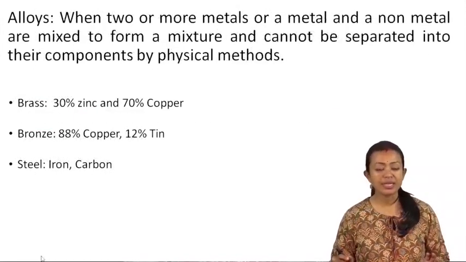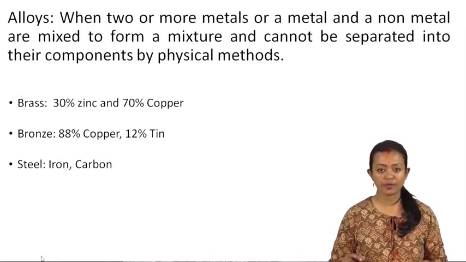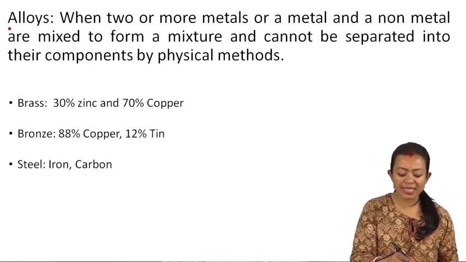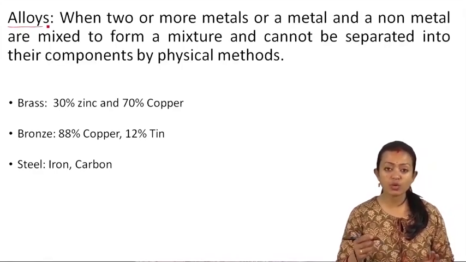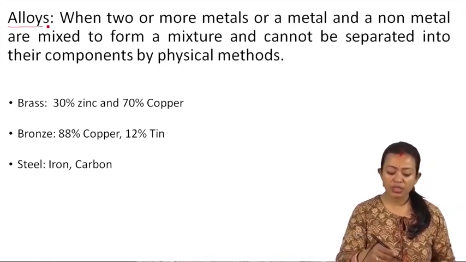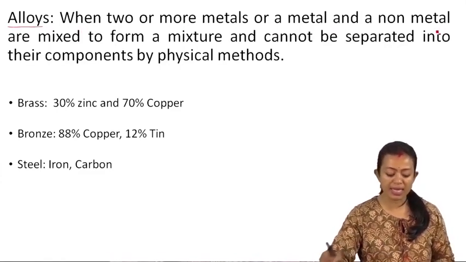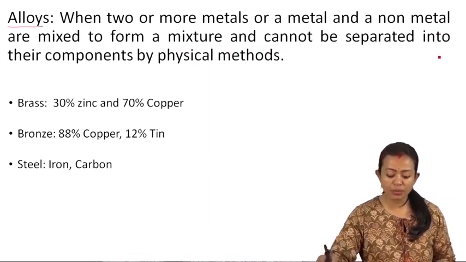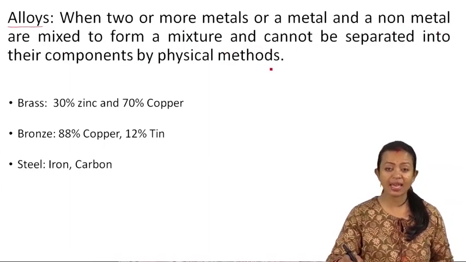Now that you know that solution is what? Solution is a mixture of a solute in the solvent. We also have a type which we call alloys. Now in alloys, what are alloys? Alloys are also homogeneous mixtures. What are they? When two or more metals, or a metal and a non-metal, are mixed to form a mixture, and these components cannot be separated by physical methods, then we call it an alloy.